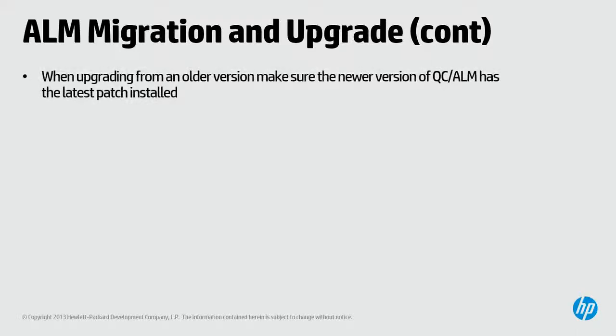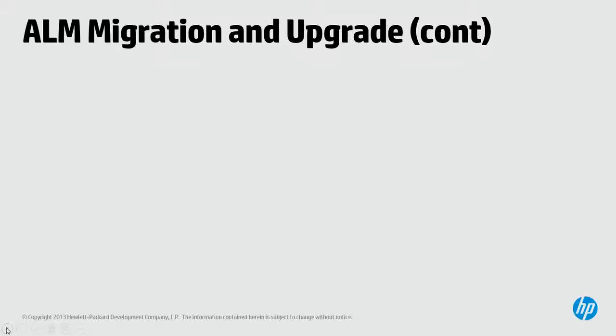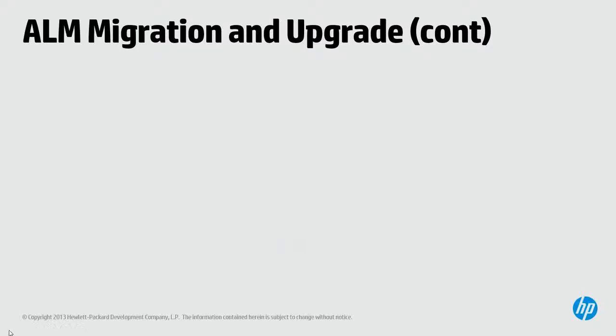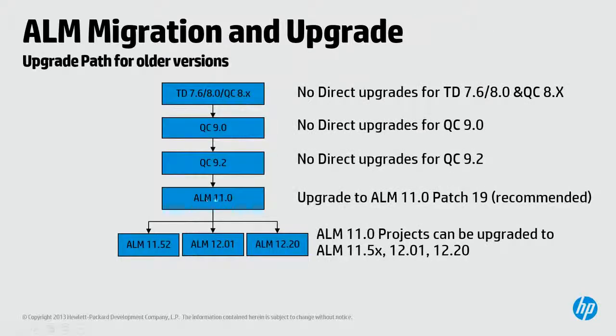Okay, when you're upgrading from an older version, back to that slide where I was before, let's just go back to that. When you're upgrading that stuff, make sure that you're on ALM 11, the latest patch for that. The last patch was patch 19. If you're going from an older version, you're getting up to 11, and then you're going to jump to one of these 3 at the bottom, make sure that you get ALM 11 on the highest patch. I suggest patch 19 in this case, all right?